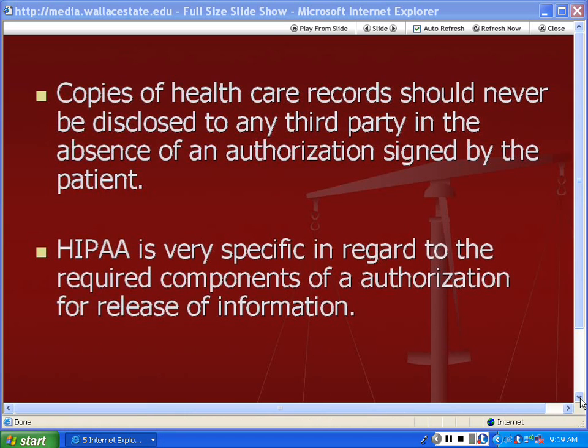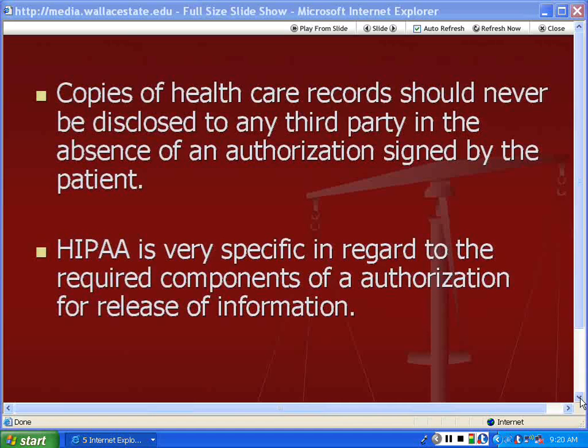Now, HIPAA is very, very specific as to what has to go on that authorization. You have a copy of it in the presentation. I gave you a handout of a sample release of information authorization. And it had all the different components that are required by HIPAA. And again, that was in the section where we actually went over HIPAA.